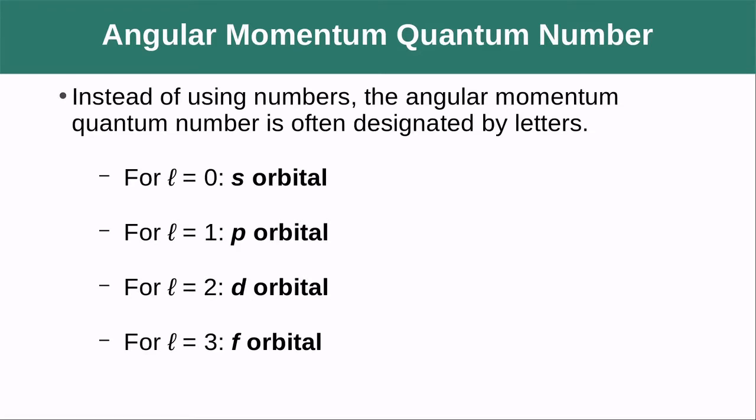So a lot of times, instead of using these numbers for the L values, we instead use letters that represent the types of orbitals. For 0, there are the s orbitals, for 1, the p orbitals, for 2, the d orbitals, and for 3, the f orbitals. Where they're getting these letters from, I honestly have no idea. I've been looking for years and I've never found out.